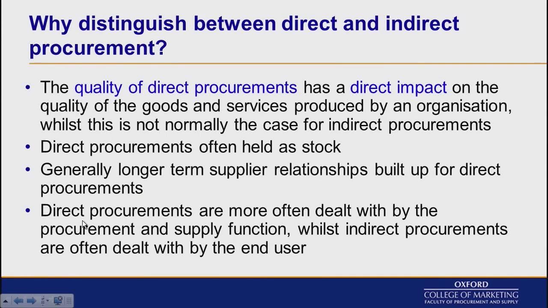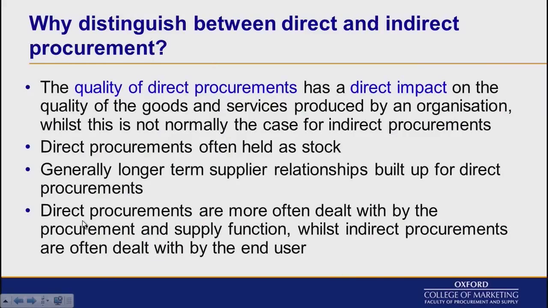Why do we need to distinguish between direct and indirect procurements, first of all? Well, key point, of course, is quality. We have to get quality right in procurements, because the quality of our finished goods is dependent on the quality of the procurements. If we bring in substandard goods, poor quality goods, that's going to have a direct impact on the quality of goods and services that we as an organisation provide to our customers. But if we look at indirect procurements, this isn't necessarily the case. You know, if we get a delivery in of stationery and it's substandard, it isn't going to have a dramatic impact on the quality of the goods and services that we provide, is it, to our customers? So I think that's one reason why we need to distinguish between direct and indirect procurement.